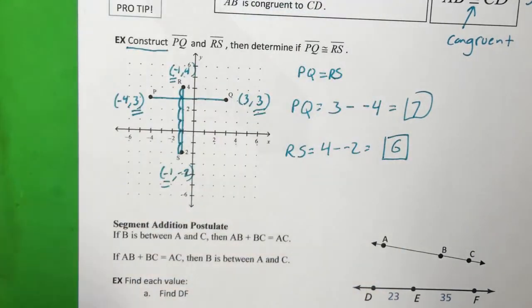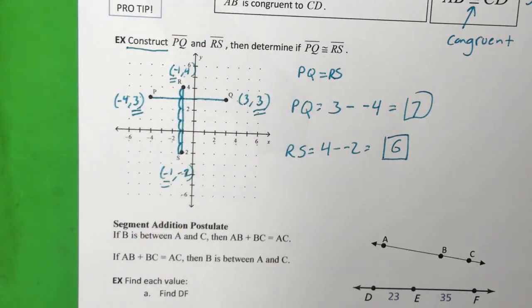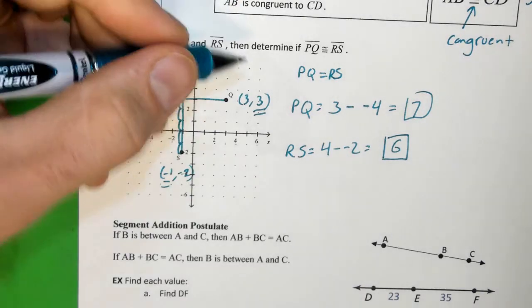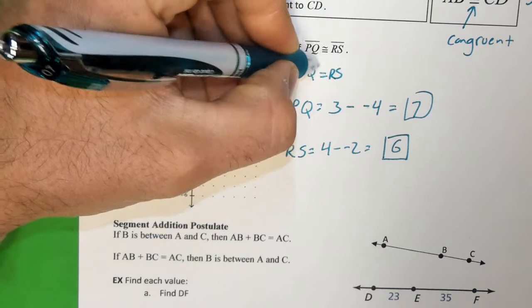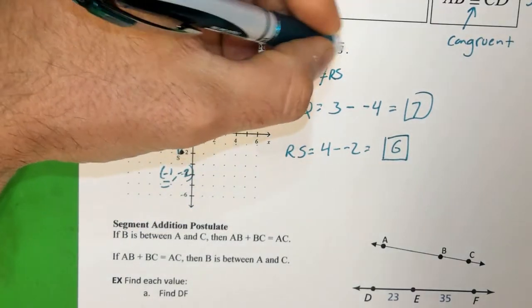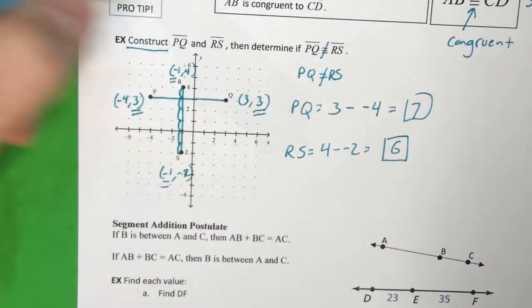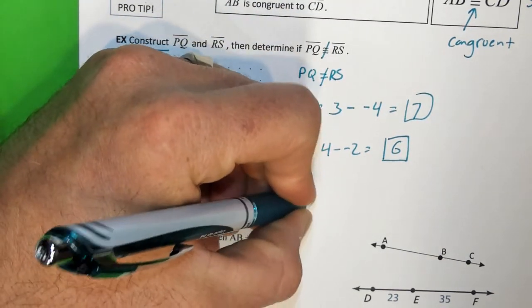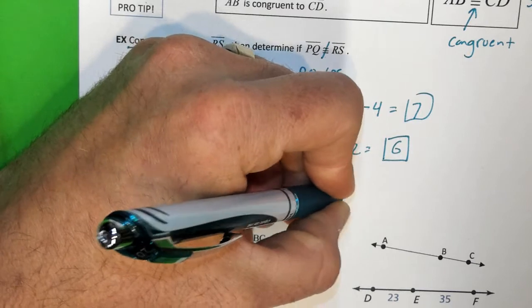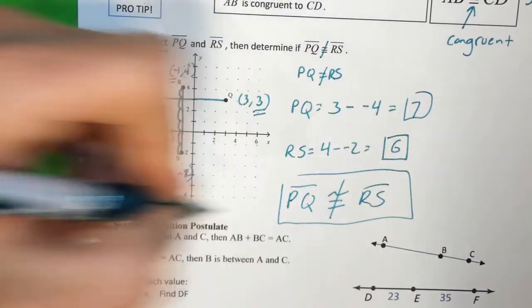So now the last question is, is it true that the distance from P to Q is the same as the distance from R to S? And the answer to that question is no. No, these are not the same. That means that the distances are not equivalent to each other, and that means that our two segments right here are not going to be congruent. To state something is not congruent, you're just going to put the slash through it. So then determine if PQ is congruent to RS, and that is going to be not the case. PQ is not congruent to RS. It's not true.